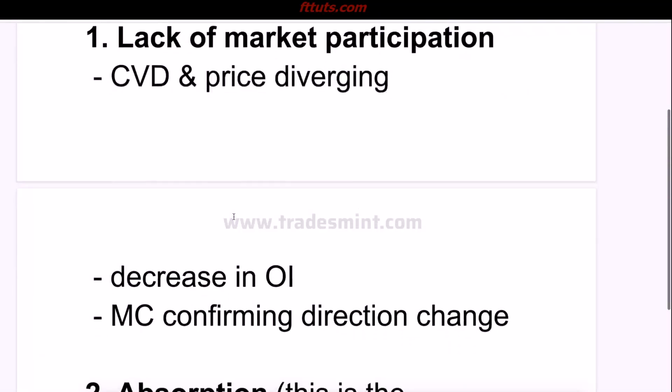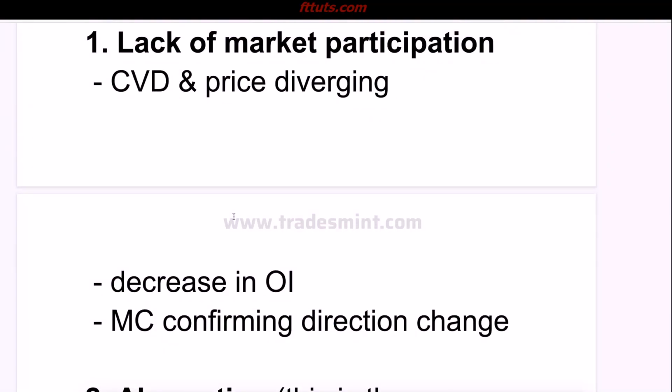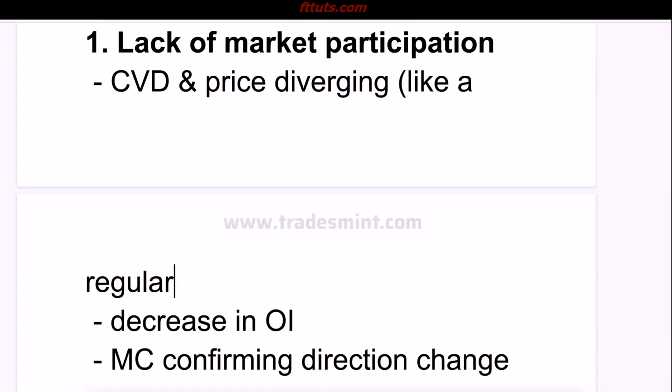Now, let me find my notes here. For the lack of market participation, what we want to look for is we want to see CVD and price diverging as it would in a regular divergence, like a regular divergence on the RSI.